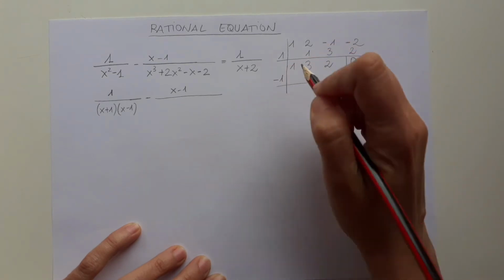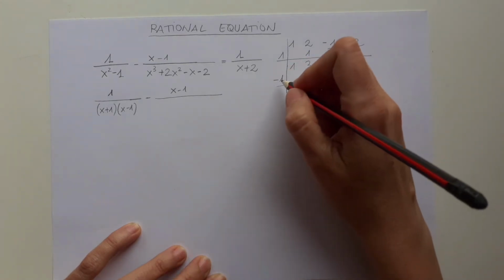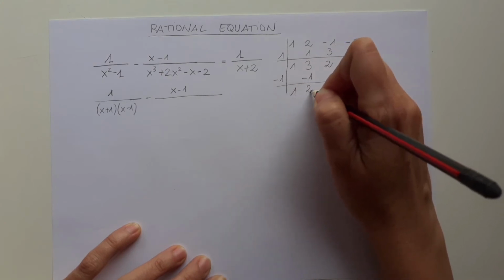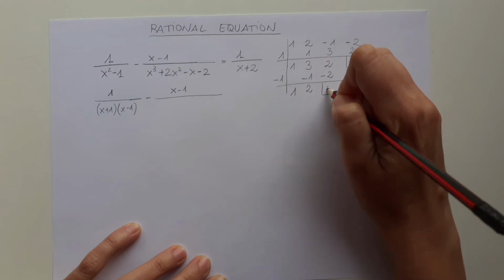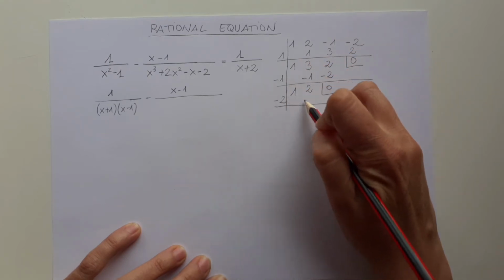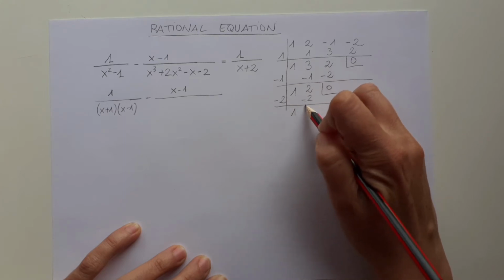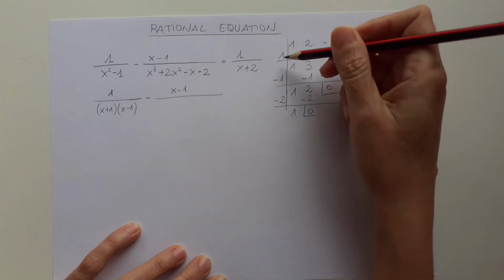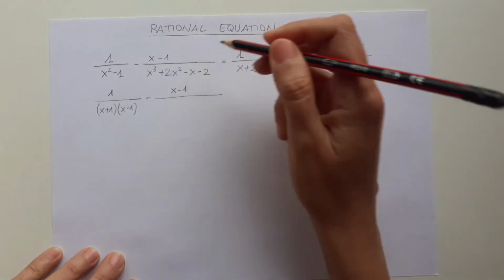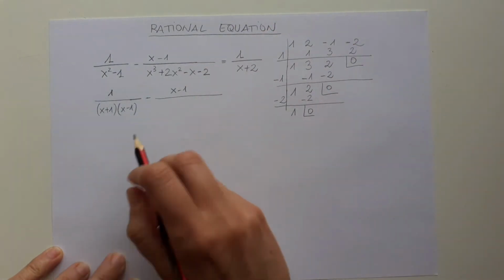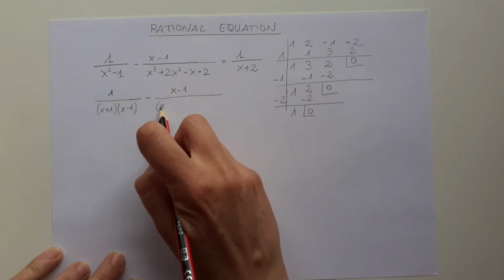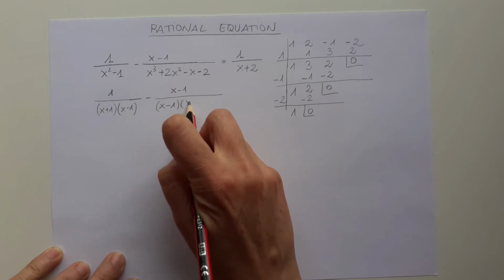Now we have to try with -1. 1, -1, 2, -2, and 0. And lastly, I have to try with -2. -2 and 0. Now, 1, -1, and -2 are roots of this polynomial. So because of the factor theorem, I can factorize this polynomial like this.